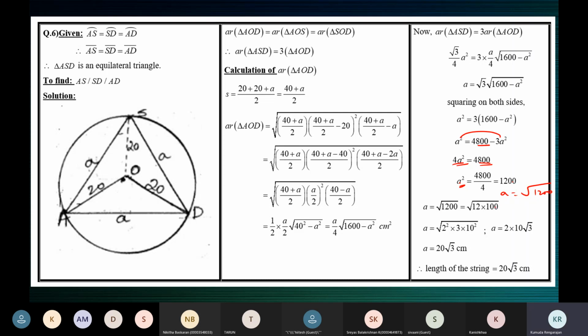So you can write this as 12 into 100. So 100 is 10 square. See, children, this is your style, you know. You should express this one as a mixed surd. That's all it is. The idea is to express it as a mixed surd.